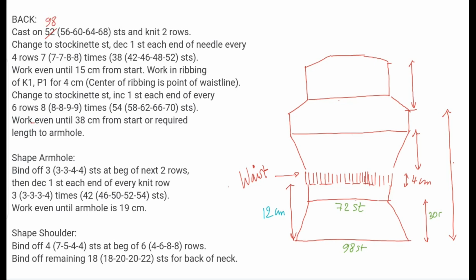We still want to do our 2 rows of garter stitch, and then we are going to decrease on each end every, not 4 rows, for us it's every 2 rows, and we want to do that 13 times.